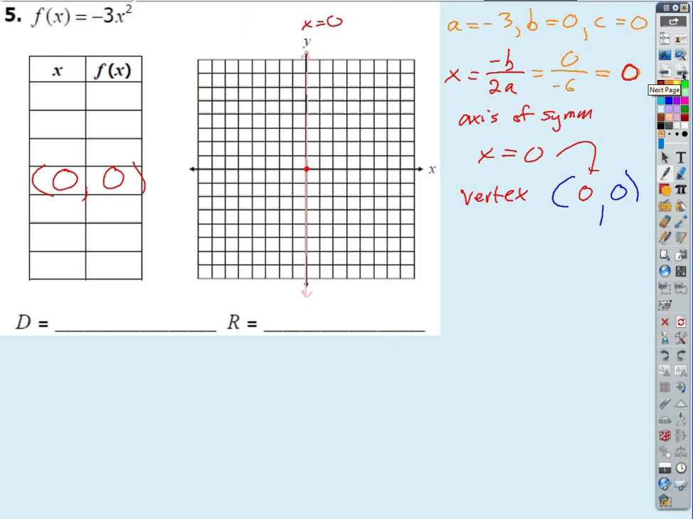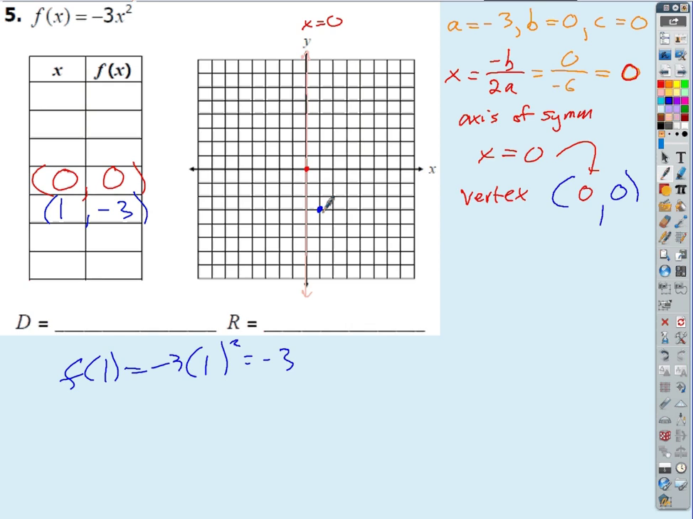Okay, so let's pick 1. If I pick 1, what's f of 1? Negative 3 times 1 squared, right? So negative 3. Yeah, good. Well, let's keep track of these. f of 1 equals negative 3 times 1 squared, which is negative 3. So over 1, down 3. Okay? Let's maybe pick one more over on the right side.